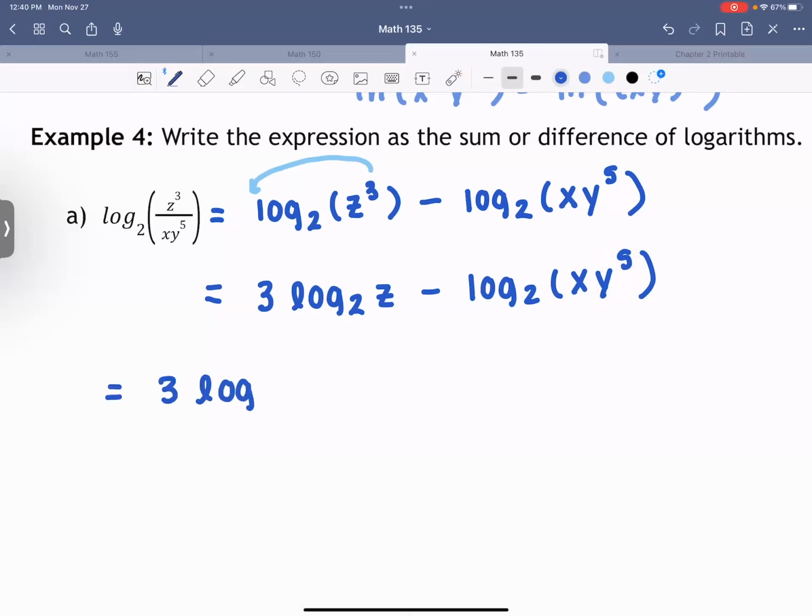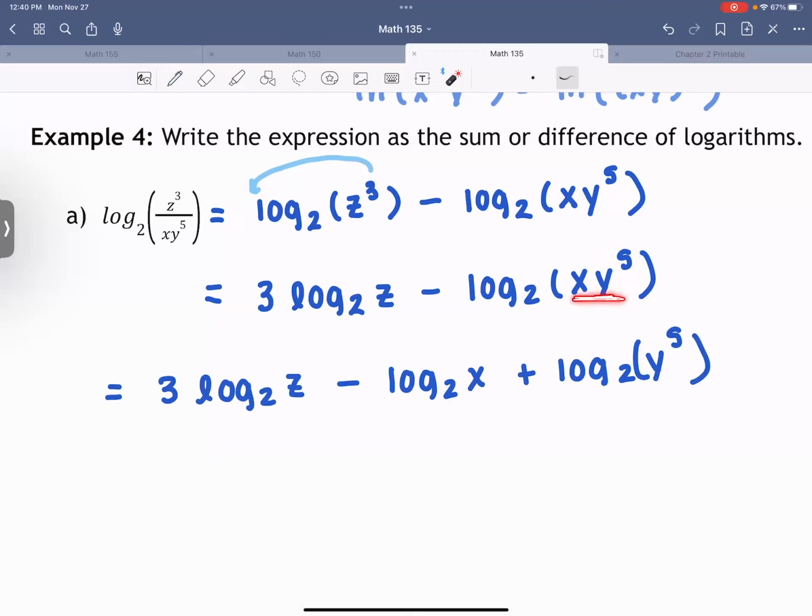Okay, 3 log base 2 of z minus log base 2 of x plus log base 2 of y to the fifth power. Okay, so I took this multiplication, I turned it into addition. What did I do wrong?